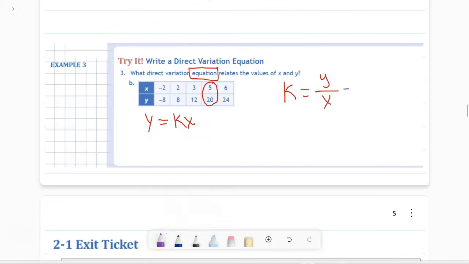Okay, so if I take the y, right here, the 20, put it on top, and then the 5 is your x, put it on bottom. Divide those two, that gives you 4. So my equation is y equals 4x.